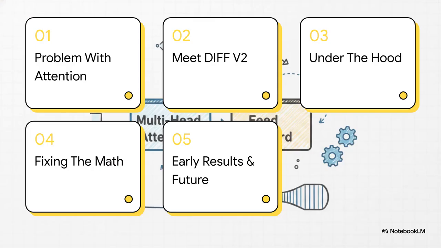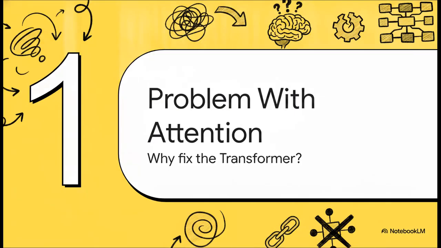Here is our roadmap for today. We're going to start with the core problem with attention, meet diff V2, peek under the hood, see how they fix the math, and wrap up with some really exciting early results. Okay, Section 1, the problem with attention.